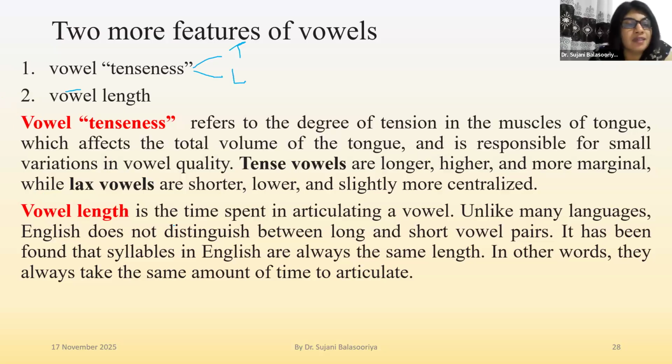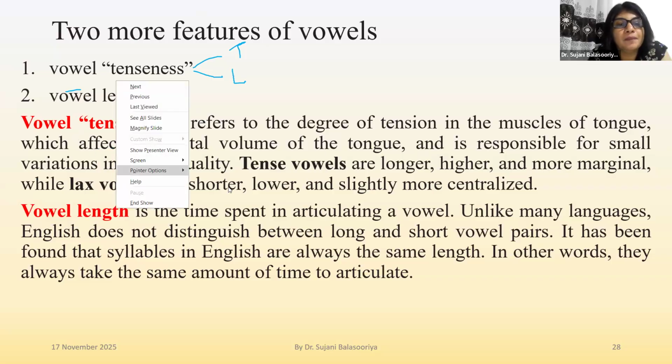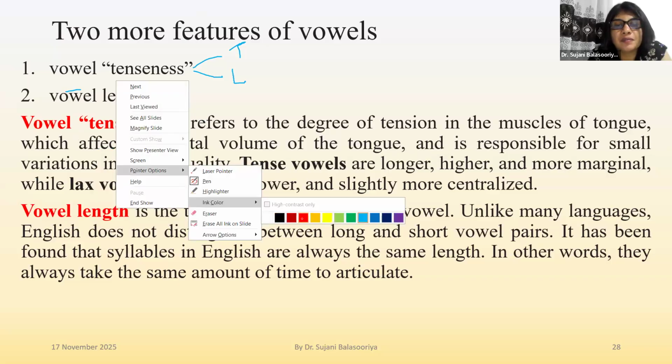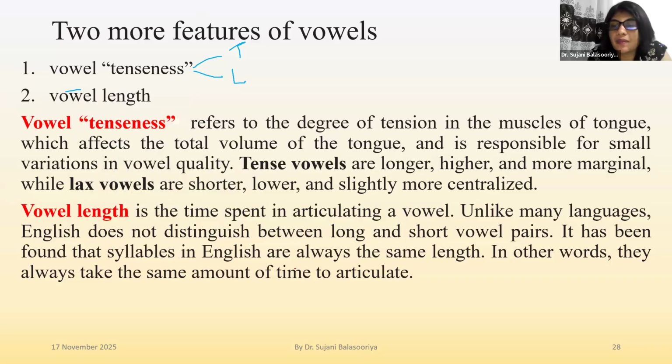So unlike many languages, English does not distinguish between long and short vowel pairs. In English, these long and short vowel pairs are not very much available. It has been found that syllables in English are always the same length. In other words, they always take the same amount of time to articulate. So vowel length here, you simply understand the point.